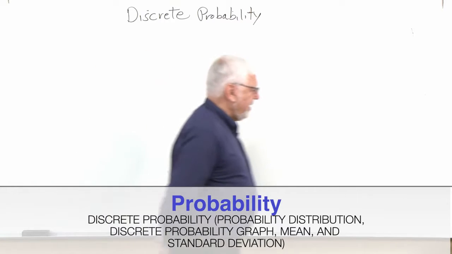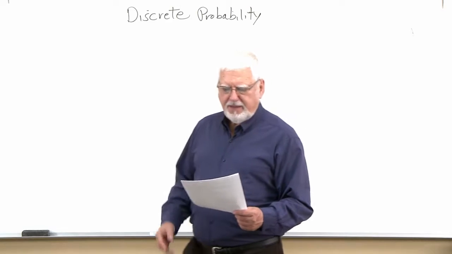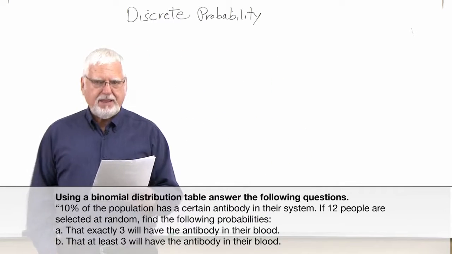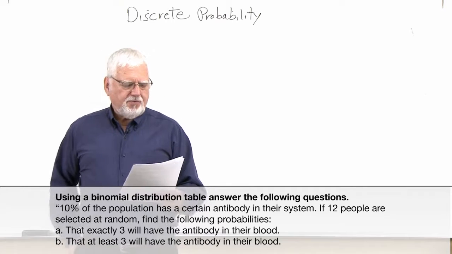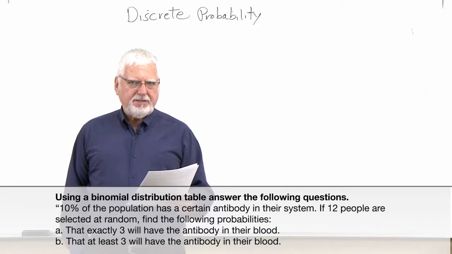And if you look at the particular problem we're going to deal with, it says 10% of the population has a certain antibody in their system. If 12 people are selected at random, find the following probabilities.